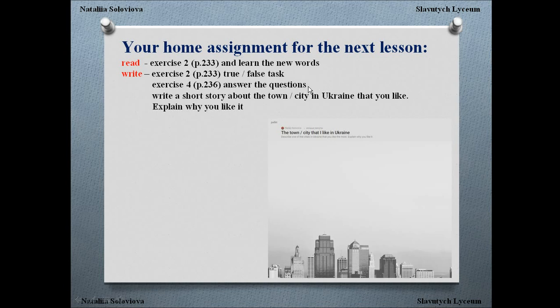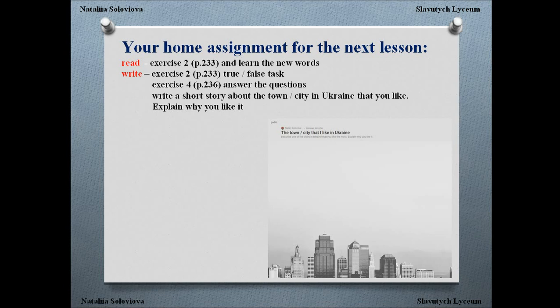We'll check them later. And what you have to write and send me, write a short story about the town, city, village in Ukraine that you like. Maybe they are not that well known, maybe they are not that big, but you like them. So write me about these places, and I would like to see an explanation why you like this place, why this place is so important and so different from others.